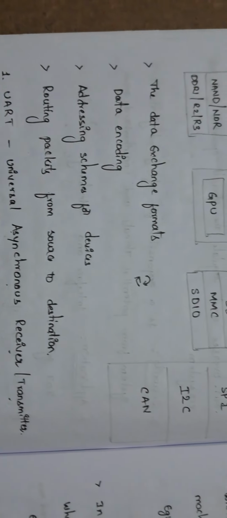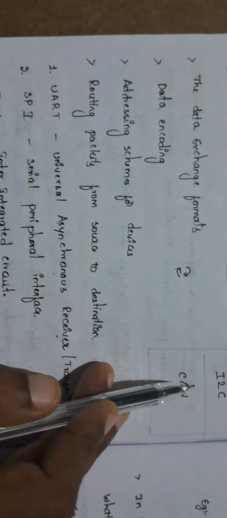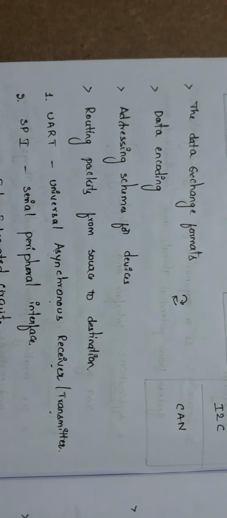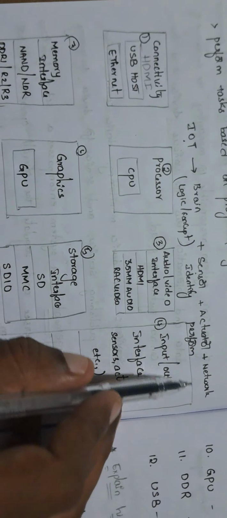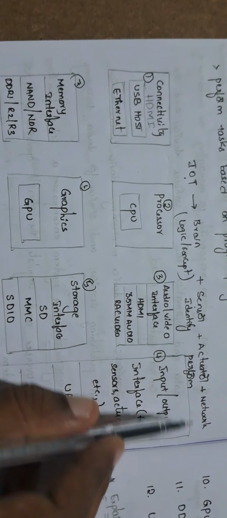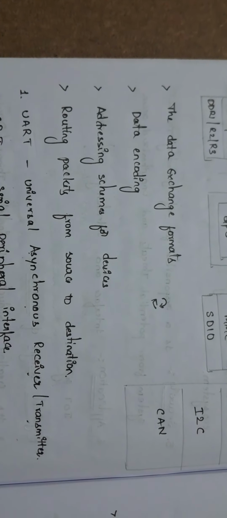Then we required I2C. I2C is nothing but the integrated circuit. So that we required. Then we required CAN. CAN is nothing but the Controller Area Network. Why? We already discussed one scenario over here. The network is the most important to perform the things. So that is the reason we are utilizing CAN in the input output interface.